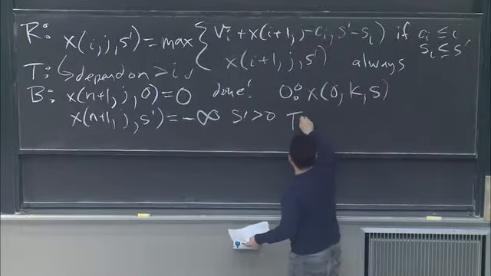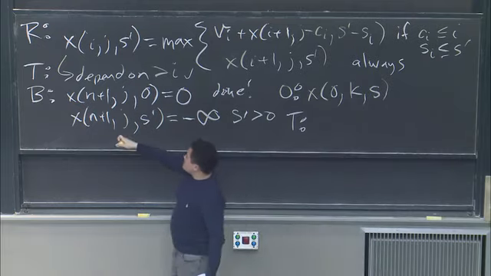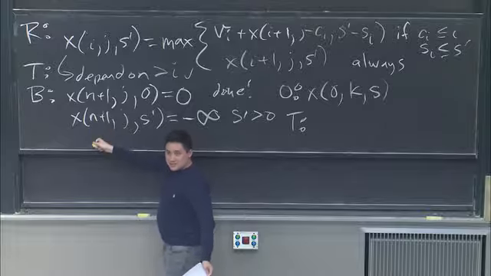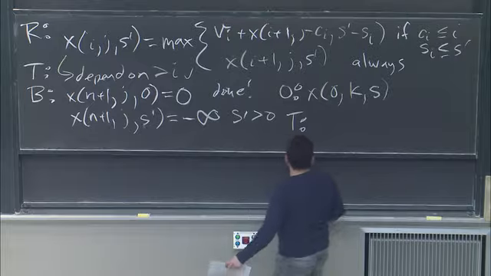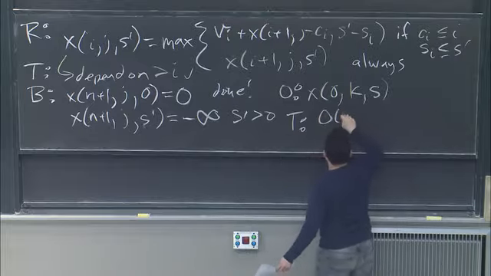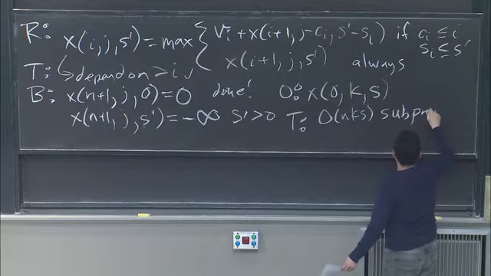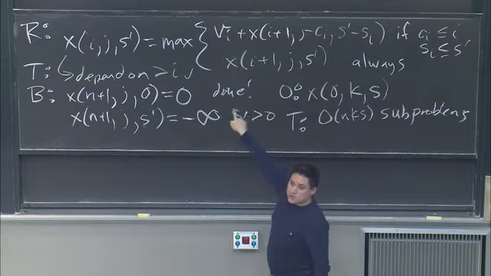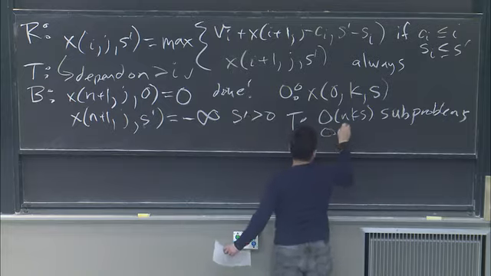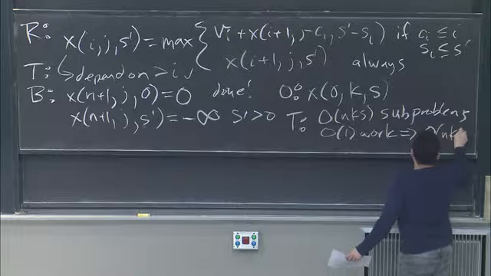And this takes what time? How many subproblems do I have? I have n plus 1 possible values for this parameter. I have k plus 1 possible values for this parameter. And I have s plus 1 possible values for this parameter. So I get order n k s subproblems. How much work per subproblem? Just a max of 2 things. So constant work per subproblem yields order n k s time total.